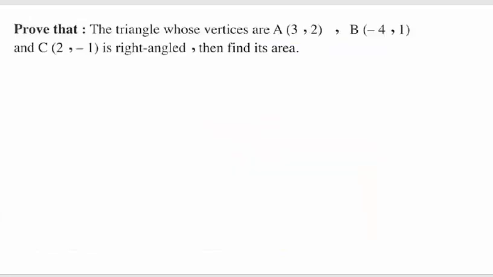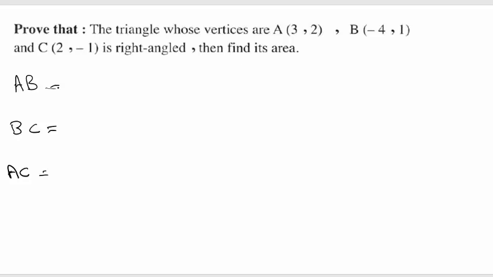Let's apply by solving a question. Prove that the triangle ABC is a right angle triangle, then find its area. I will find AB, then BC, then AC. And I will take the longest side, square it, and show it equals the sum of the squares of the two smaller sides.